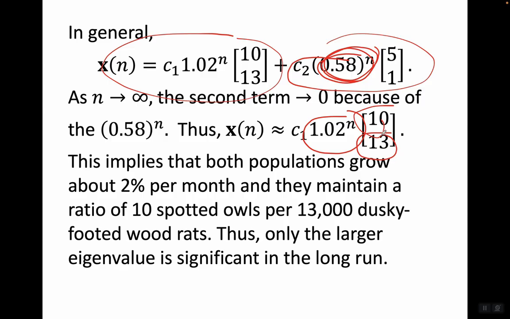Thus, only the larger eigenvalue is significant in the long run, and we can ignore all of this stuff. So that's why eigenvectors and eigenvalues are useful in the analysis of the growth of populations when we use discrete dynamical systems.